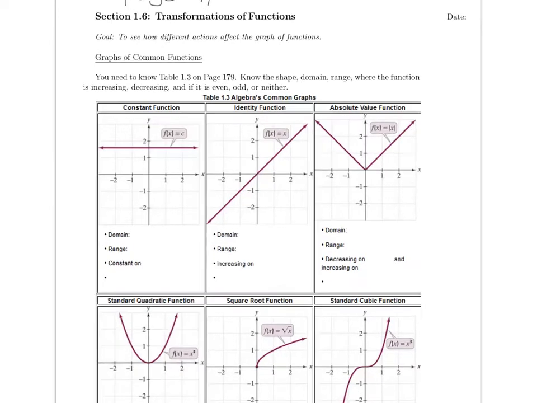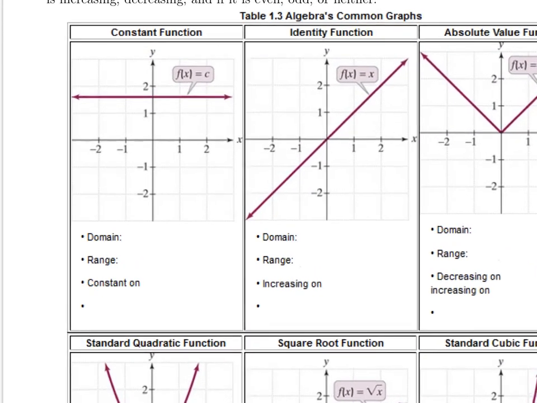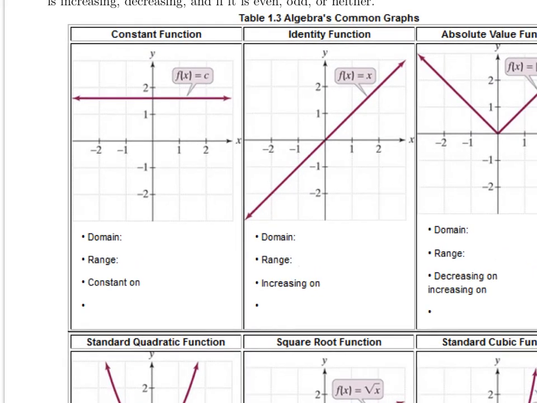So let's do the first one together. F of x equals c. It's what's called the constant function. So c is just a constant, just a number. So here it looks like it might be 1.5. And let's take a look and fill in the domain, range, where it's constant, and some more information. So the domain we can see from this graph is all real numbers, right? Negative infinity to infinity.